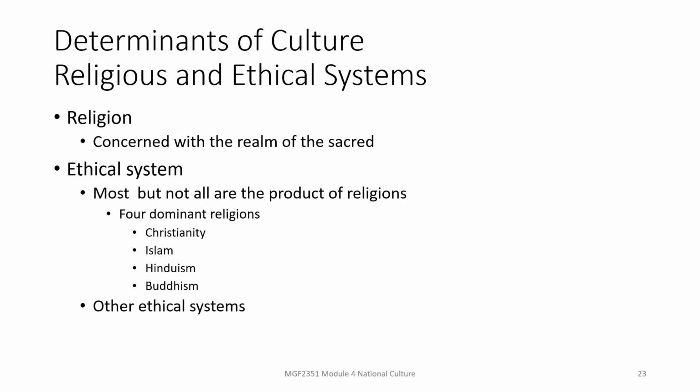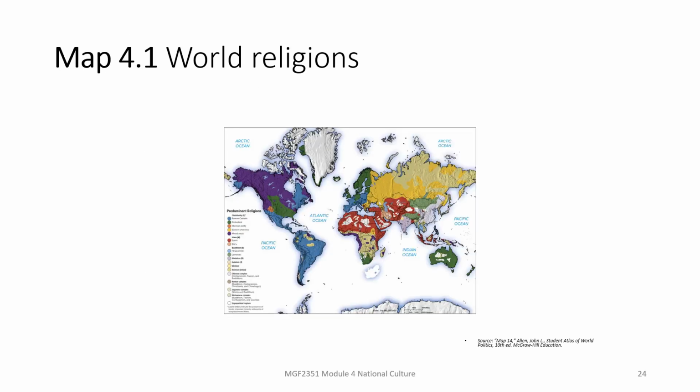Religion and other ethical systems also determine the values within a society. I want to emphasize other ethical systems because religion is not the only ethical structure by which people may live. And in another course, I'm sure you're going to be dealing with ethics and governance and accountability across society.